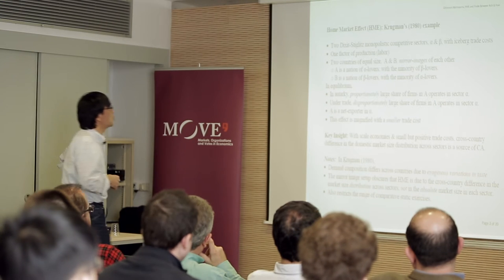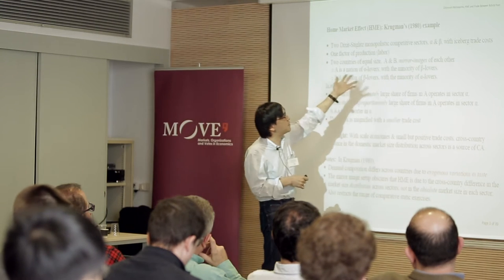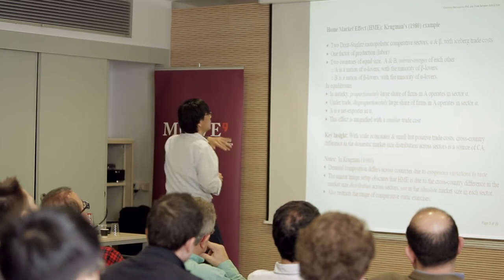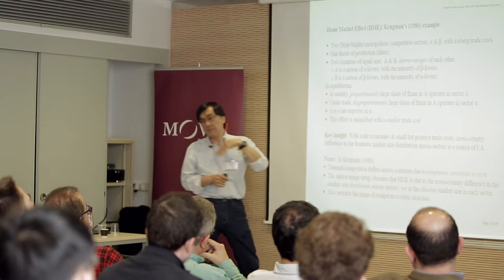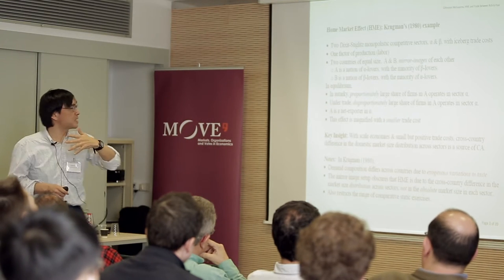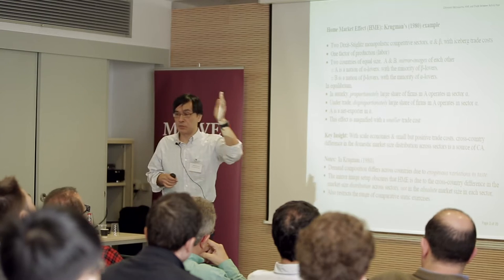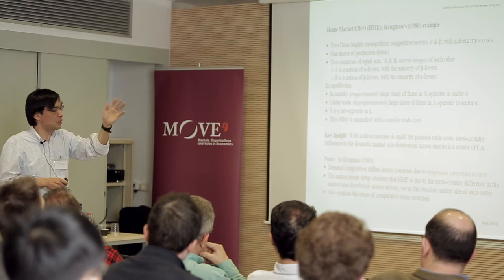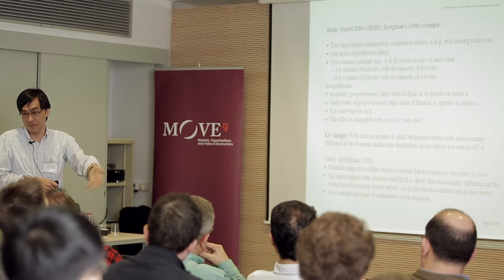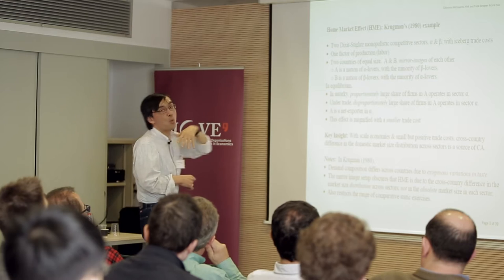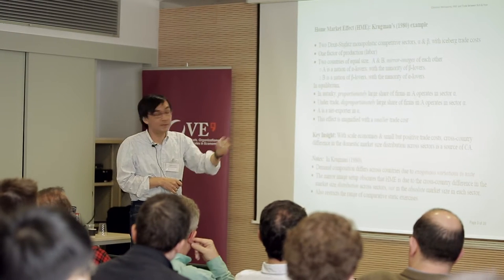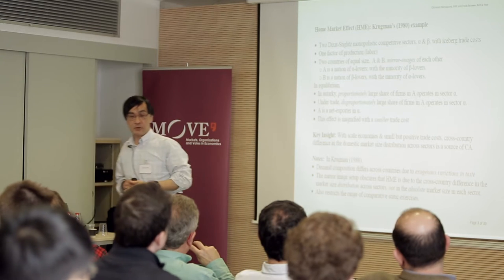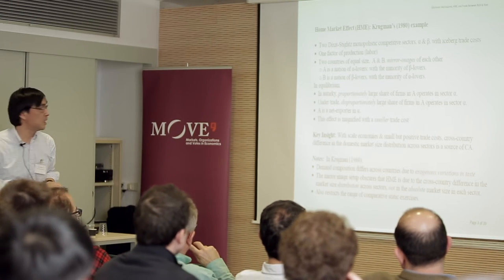And there are two countries of equal size, A and B, and they're mirror images of each other in the following sense. Let me use an example. Suppose that alpha is the breweries, which produce beer, and beta is the wineries, which produce wine. And A is a nation of beer lovers with a minority of wine lovers.